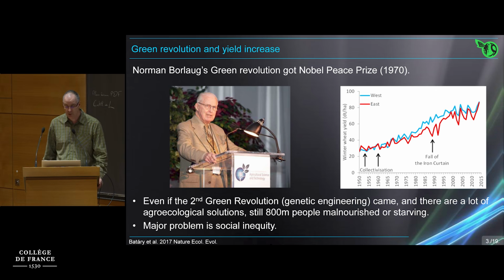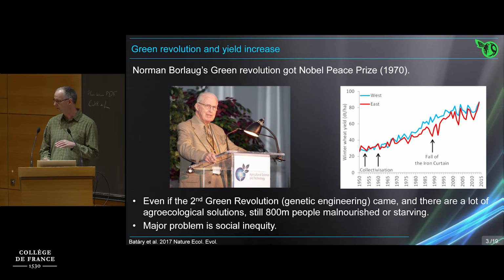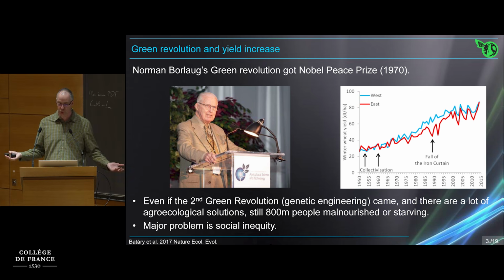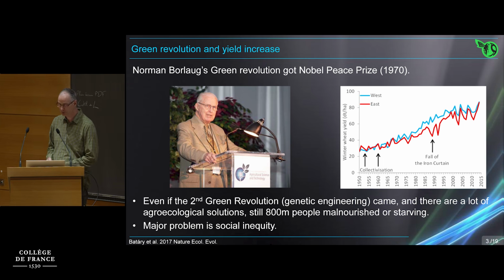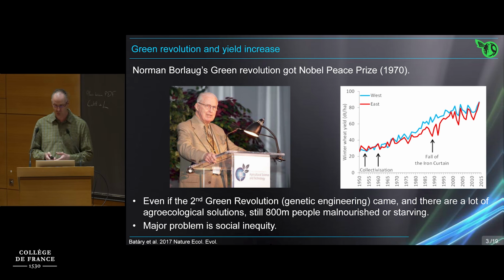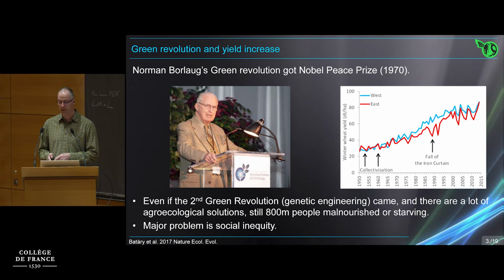So this guy, Norman Borlaug, got a Nobel Prize for developing basically the dwarf and drought resistant wheat, to be able to increase the yield production, to fight hunger, because after the Second World War, also here in Europe, everywhere, everybody was starving, so there is still an increase in yield production per area. But even though we now have genetic editing, still 800 million people are malnourished and starving. But I guess you all know that the major problem is the serious social inequity.